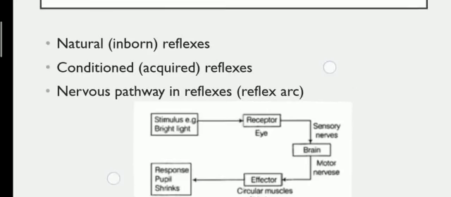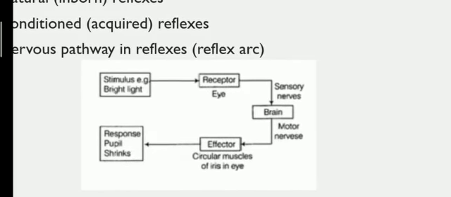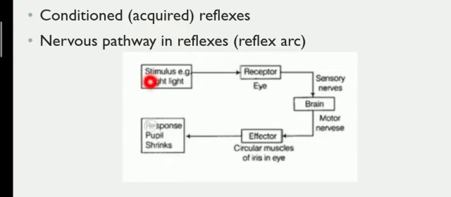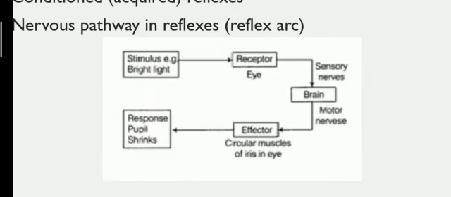Here is a pathway arc we can see. Suppose a bright light is falling on the eye, so that is a stimulus. The stimulus is carried to the eye, which is the receptor. So bright light acts as a stimulus, falling on the eye, the receptor. With the help of sensory nerves it moves to the brain. From the brain it moves to the effector, and from the effector to the response, that is, the pupil shrinks.